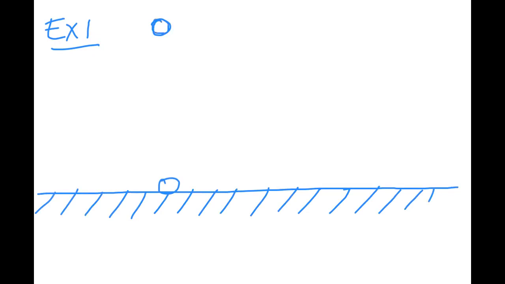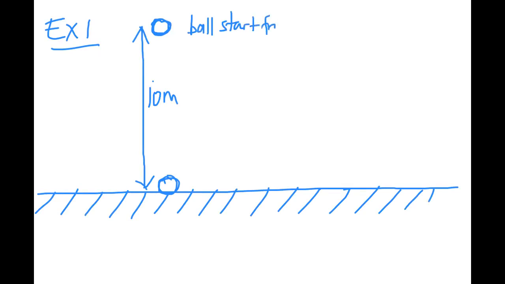Just circle, okay, to save time. And we are told that the falling distance here is actually 10 meters. 10 meters is the falling distance. And we are told that the ball starts from rest. That's what we are told.